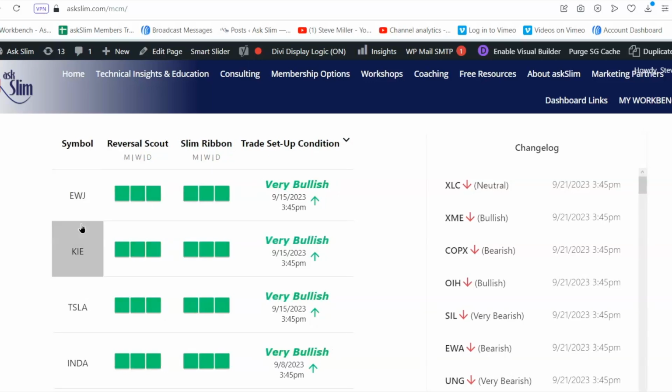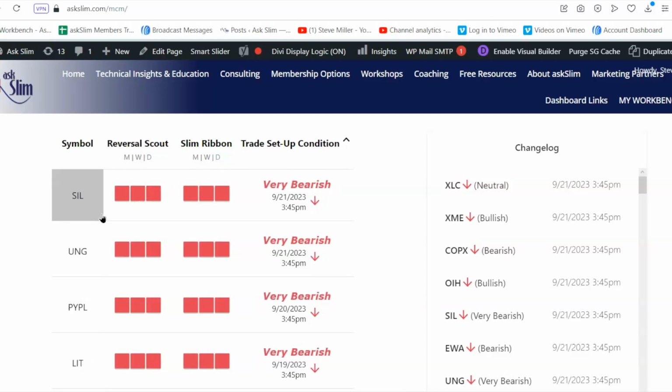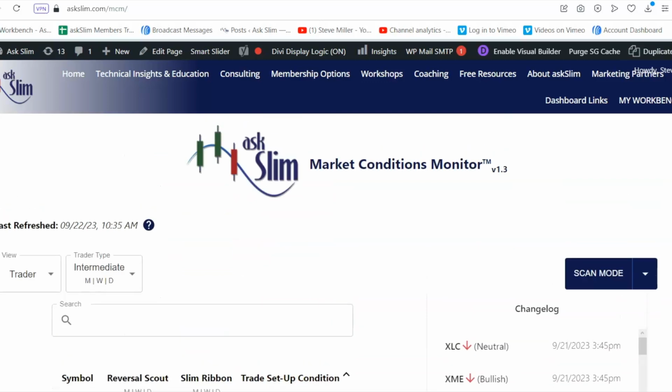And very bullish we still see is EWJ, KEI, Tesla, and India, which has been very bullish. And here, if I go to very bearish, it's SIL, which is the silver miners, natural gas, PayPal, still very bearish, and LIT. So that's just the top 4 on both of those. Just a great way for you to understand the conditions of the market using this unique app that we have developed, the askSlim Market Condition Monitor.